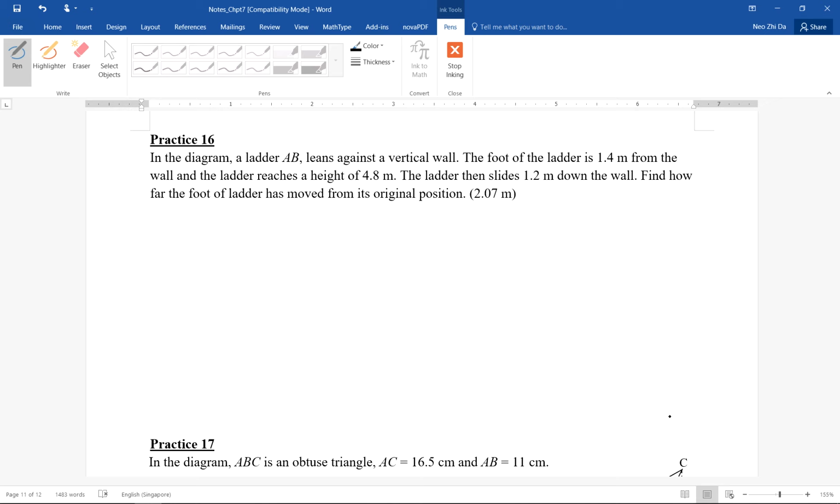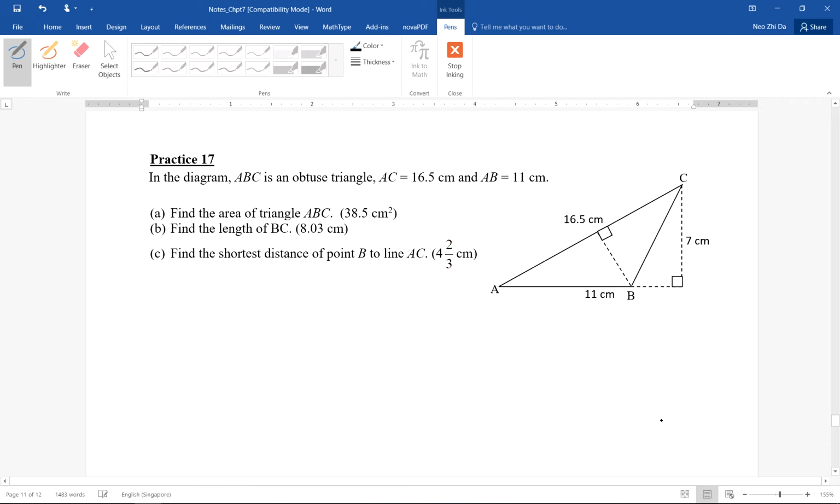The ladder question is a very, very popular question. So if it comes out in your common test or end of year examination, don't be shocked. It's very, very common. Now, this type of question 17, very easy. Maybe paper 1 will come out.